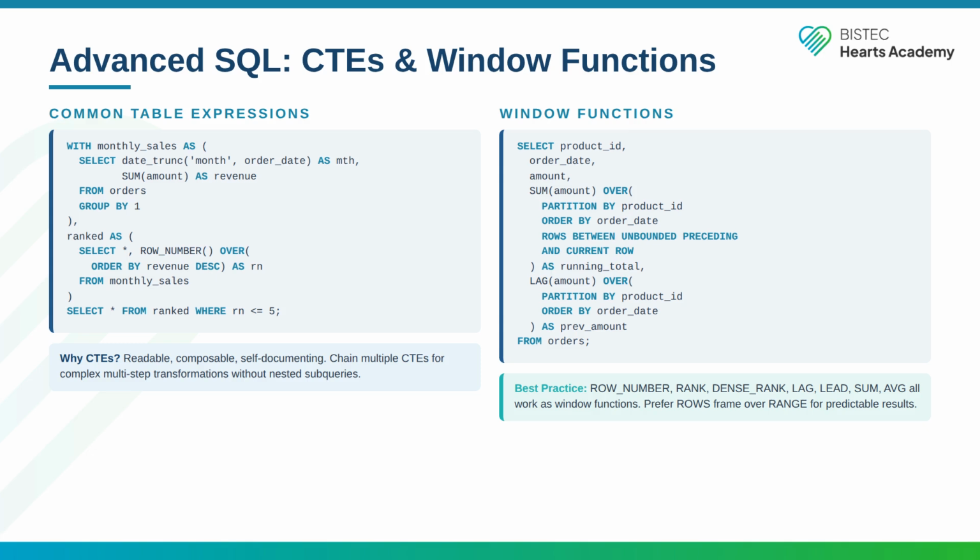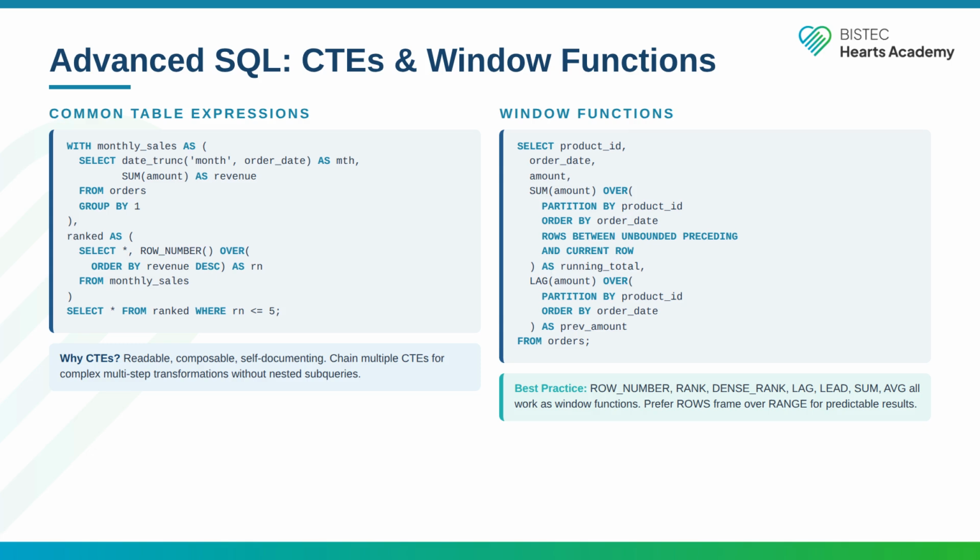Now window functions on the right side. The key insight is that window functions compute a value across a set of rows related to the current row without collapsing the result set. PARTITION BY defines the grouping, ORDER BY defines the sequence within each group, and the frame clause controls exactly which rows participate in the calculation. The example shows a running total using SUM with a window frame and a LAG function that pulls the previous row's amount. These are the 2 most common patterns you will use in analytical queries.